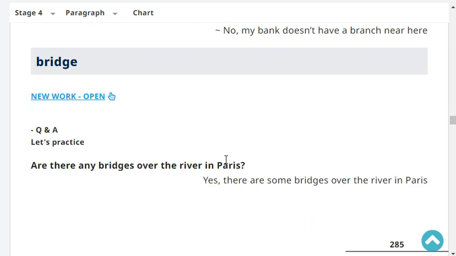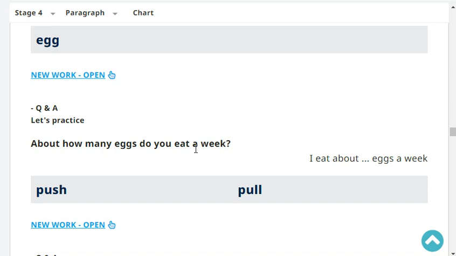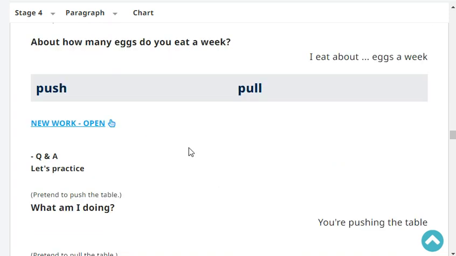Are there any bridges over the river in Paris? Yes, there are some bridges over the river in Paris. Very good. About how many eggs do you eat a week? I eat about 3 eggs a week. Very good.